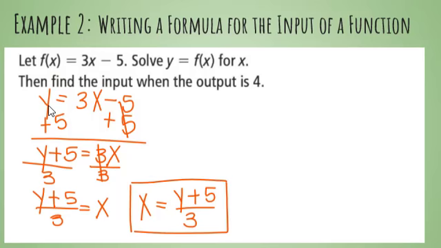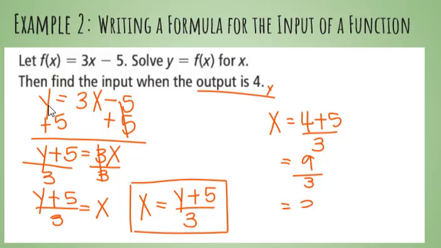Then it wants us to evaluate the input when the output is 4. That means your y value, so evaluate this when y is 4. We have x equals (4 plus 5) over 3. 4 plus 5 gives us 9, and then 9 divided by 3 is 3. So our second answer is x equals 3.